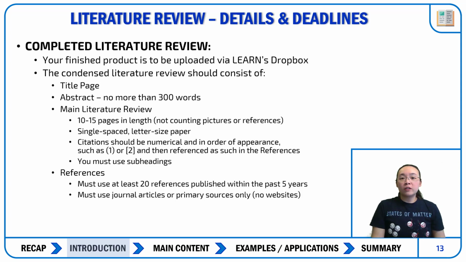So your finished project has to be uploaded to Learn by Dropbox. The condensed literature review should be 10 to 15 pages long, and that 10 to 15 pages does not include the title page, the abstract, or your references. So your main literature review has to be 10 to 15 pages, not including pictures or references. It has to be single-spaced, letter-size paper, and the citations have to be numerical.